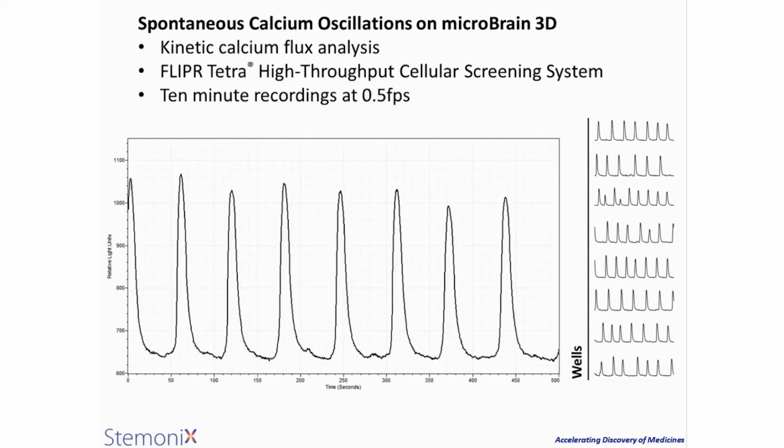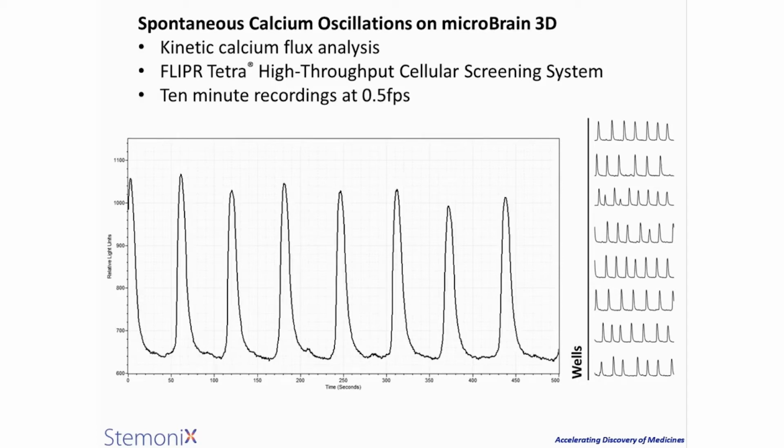Here highlighted on the left is one well, and you can see the oscillation over time, so the change in fluorescence over time. This is a recording made at 0.5 frames per second for 10 minutes. And you can see that from time to time we have this oscillation. Moreover, when we investigate the whole plate, all the wells that have spheroids present these activities, and this activity is very homogeneous between the different wells and between different plates.